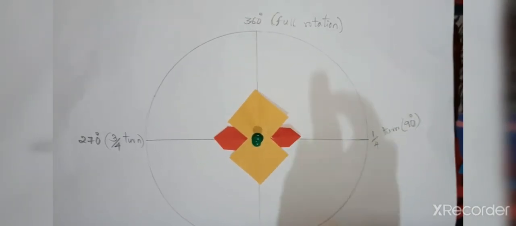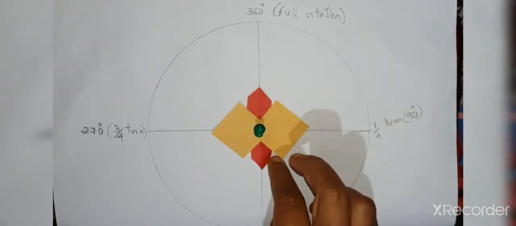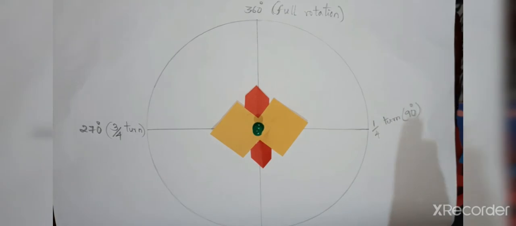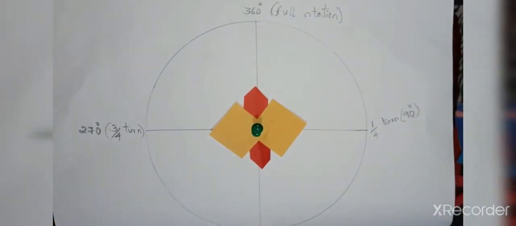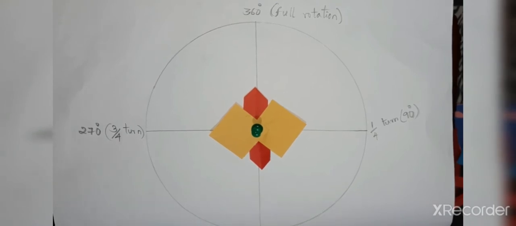Here also it is not looking the same after 3/4 turn, and here it is looking the same. It is looking the same twice, once at half a rotation and once at the original position. And the order of rotation of this shape is 2.